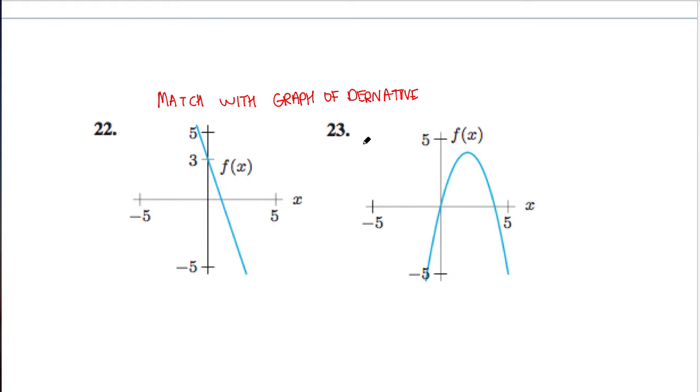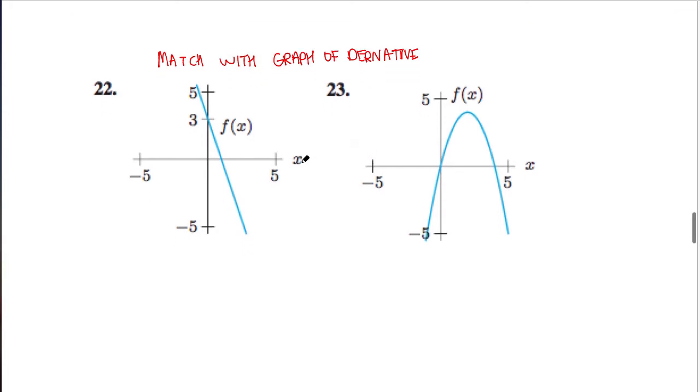Questions 22 and 23 ask us to match a function with a graph of its derivative. Now, instead, I am just going to simply sketch the derivative. So for this first one, we see that the slope is just a constant and negative value. So I'm going to sketch down that the slope is negative and constant, which means that my f prime of x would be negative and constant. So I should end up with something that looks like a horizontal line with a negative value.